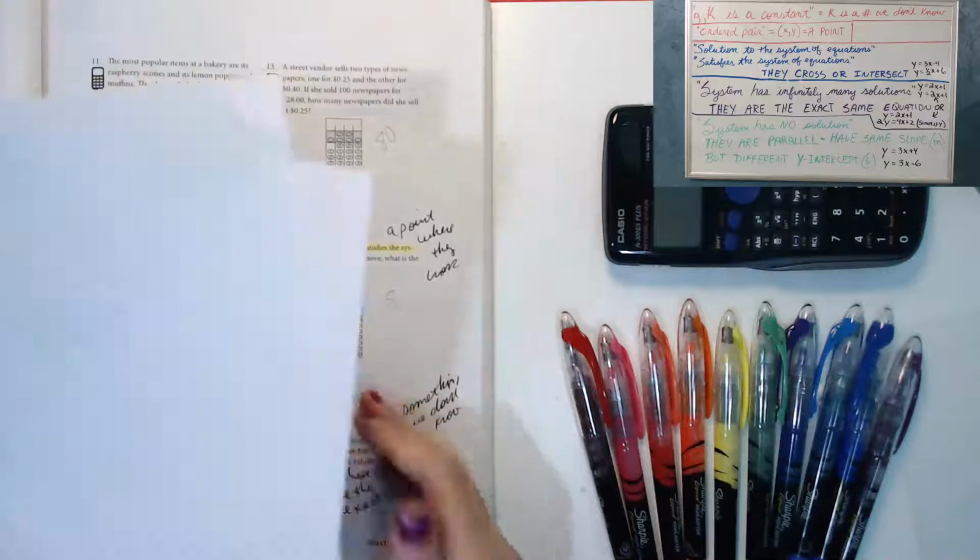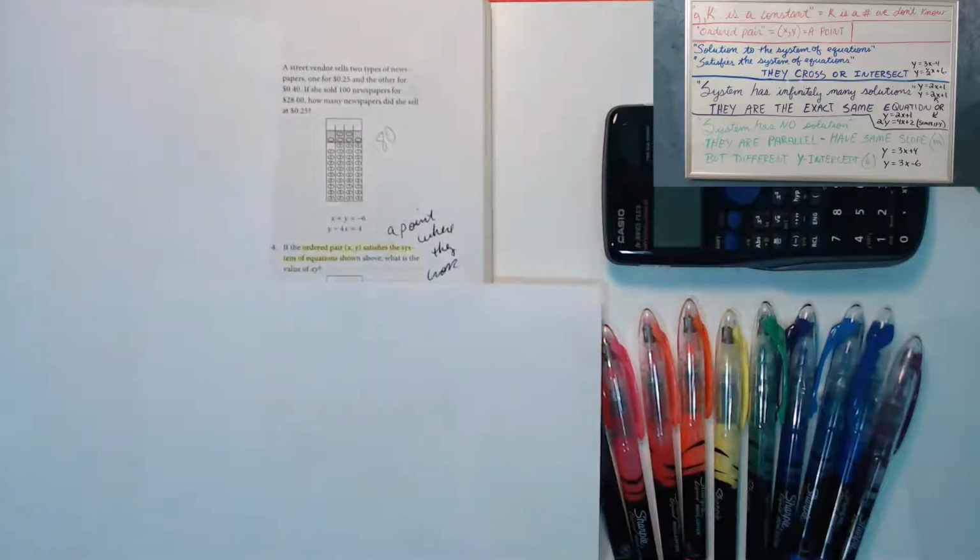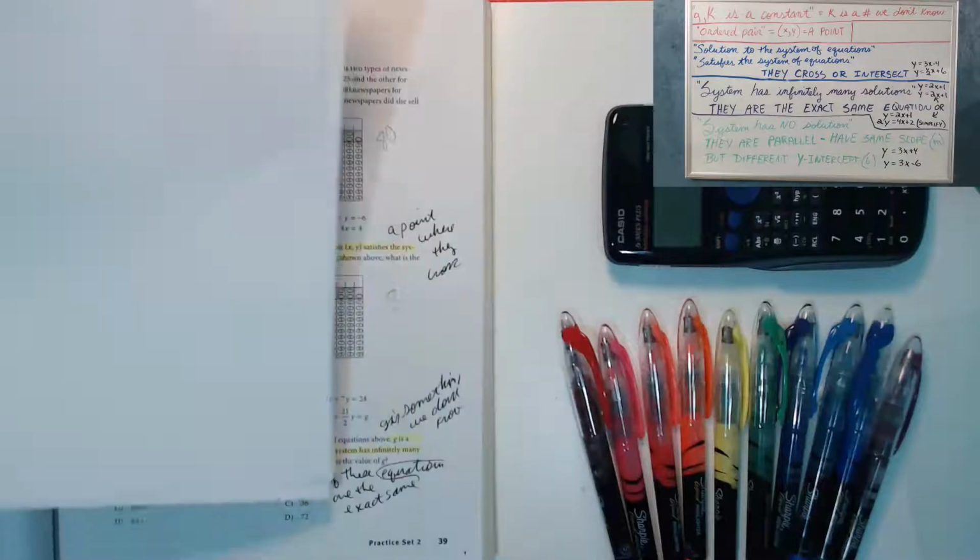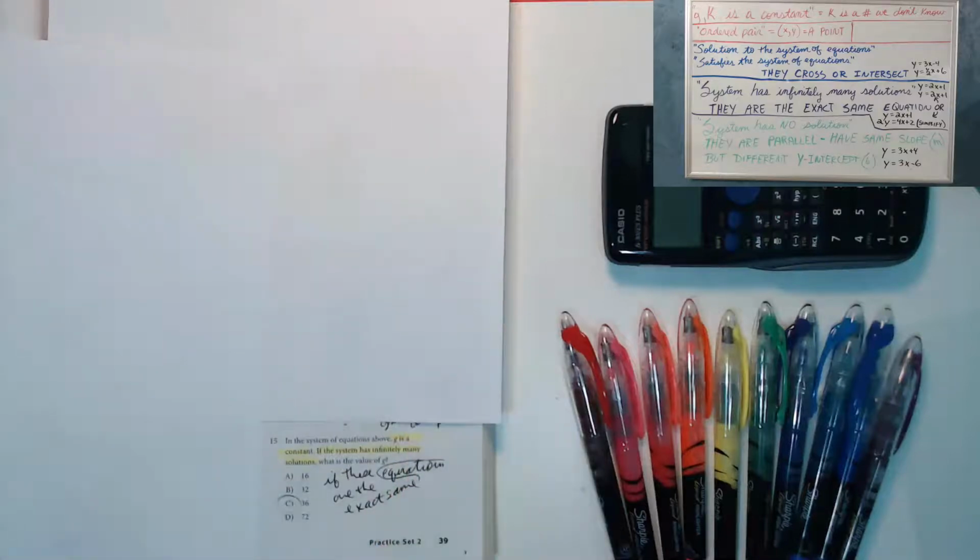Let's look at number 14. If the ordered pair satisfies a system of equations, there's your 2 things to highlight. Ordered pair satisfies a system of equations. So 14 is, if a point is where the lines cross, what is xy? We're going to go over some more of these. Don't worry, we're going to go over these again. Right now we're just highlighting.